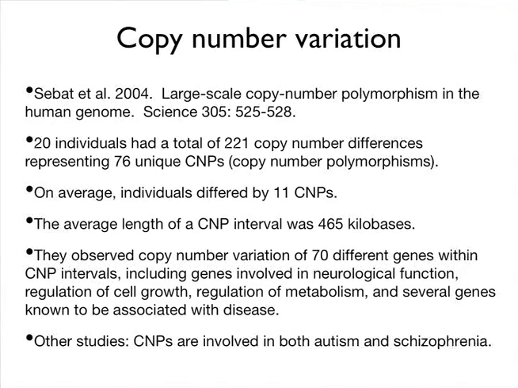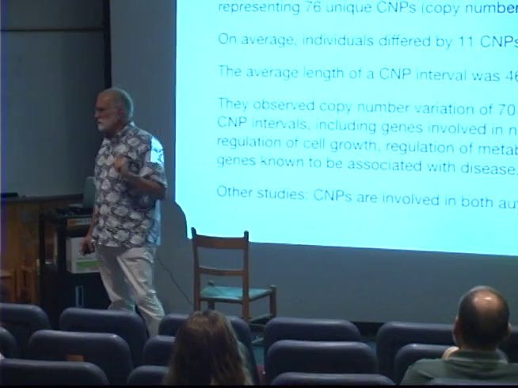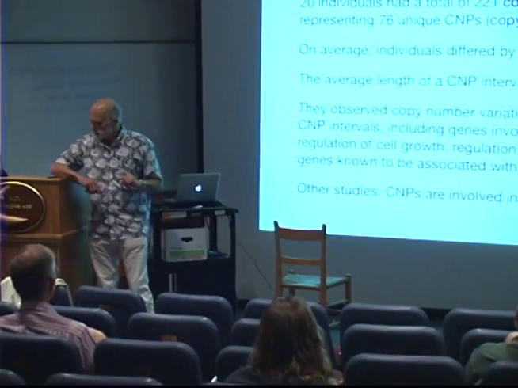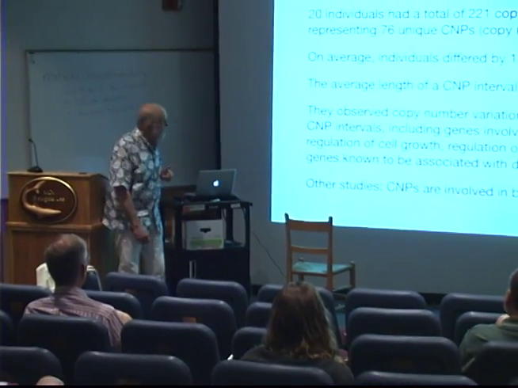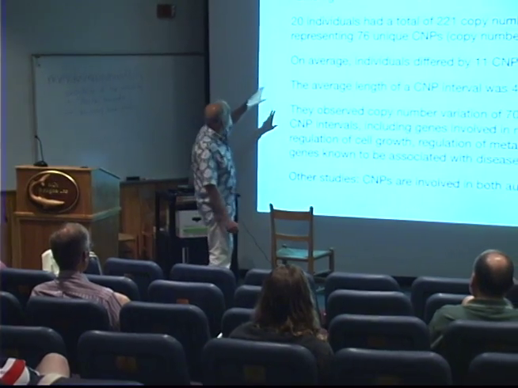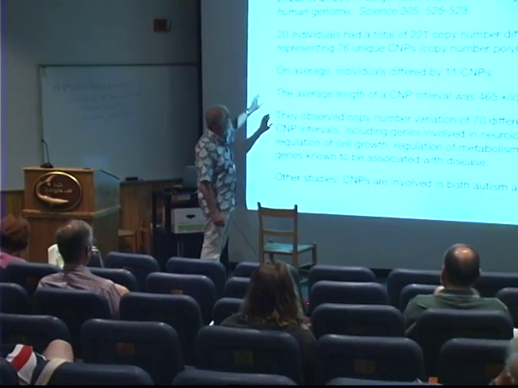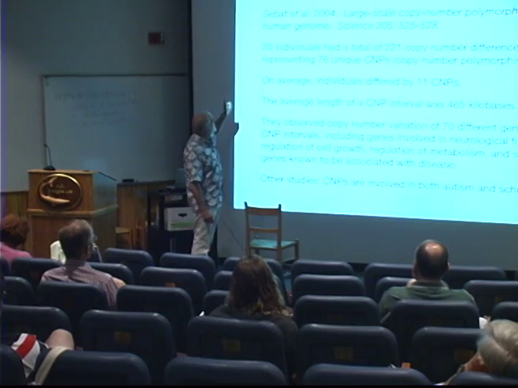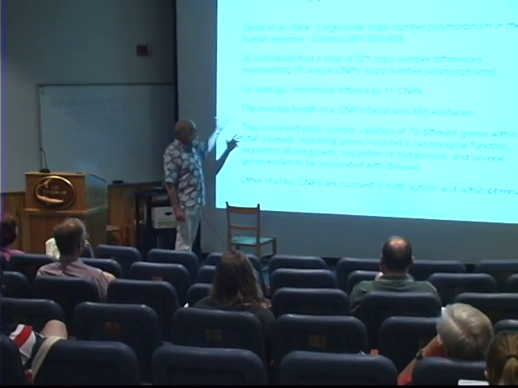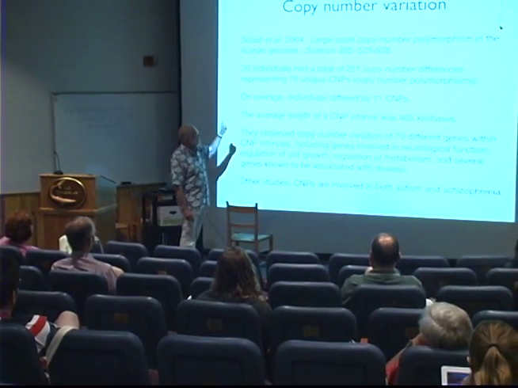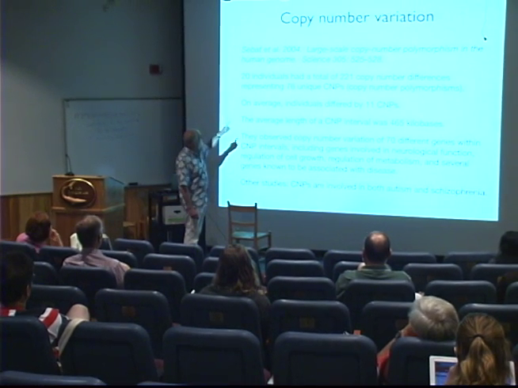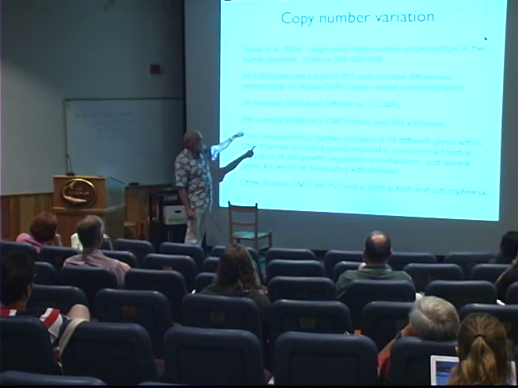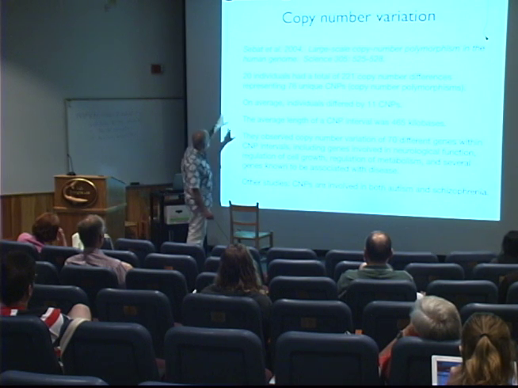Okay, a little bit about copy number variation. This was the paper in Science that brought home just how significant this could be. It's more technically difficult to discover copy number variation than it is at this point to discover single nucleotide polymorphism, which is why the sample is a bit smaller than you would normally see in a SNP study. So they just looked at 20 individuals and they found 221 copy number differences representing 76 unique copy number polymorphisms in these 20 individuals.